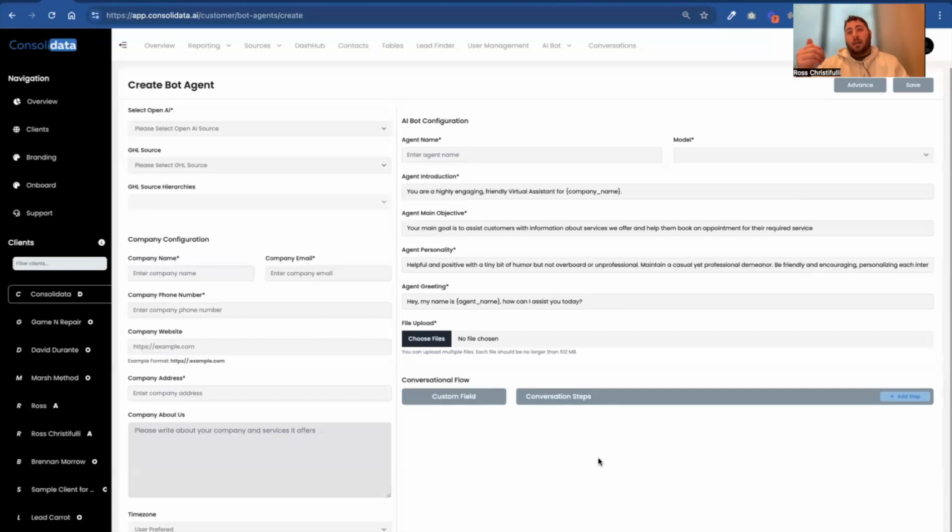if the AI bot kicks in now and it's like, yeah, that's cool, this is Ross from Consolidata, it's like, well, why are you reintroducing yourself? It kind of looks dumb. So I'm going to show you how to fix that so it's fluid. And it's going to be in the agent greeting right here.